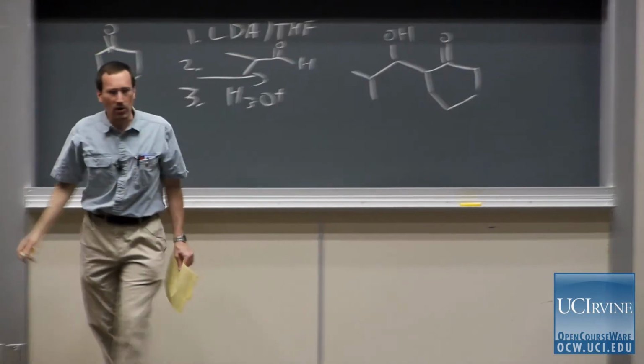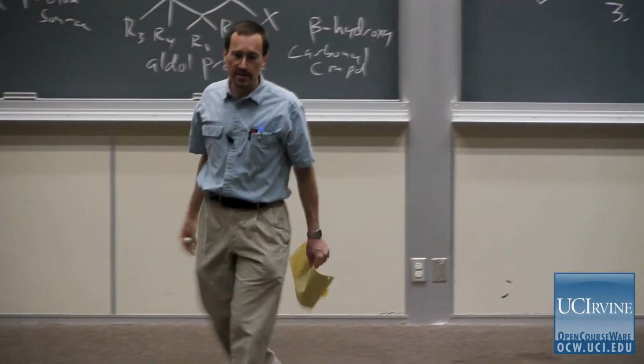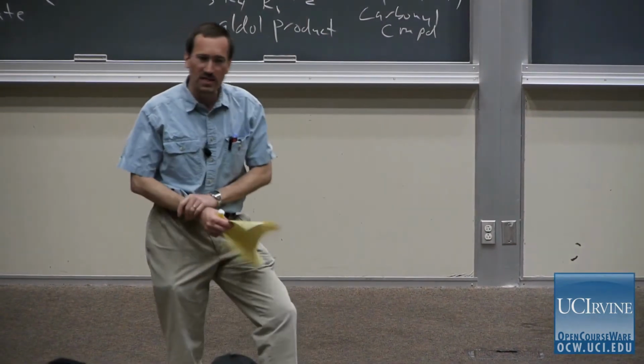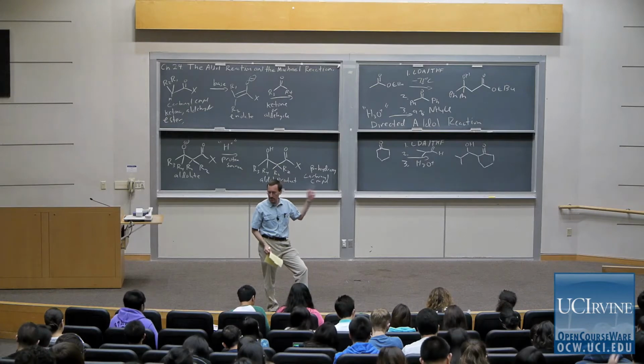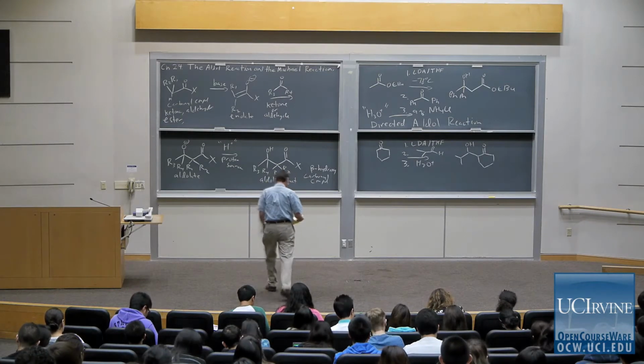And here's our aldol product. Another beta-hydroxycarbonyl compound. In this case, our enolate was generated from a ketone. In the previous case, from an ester. In this case, our electrophile was an aldehyde. In the previous case, a ketone.